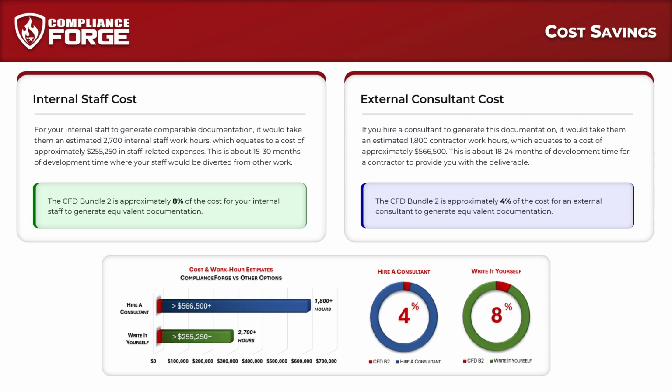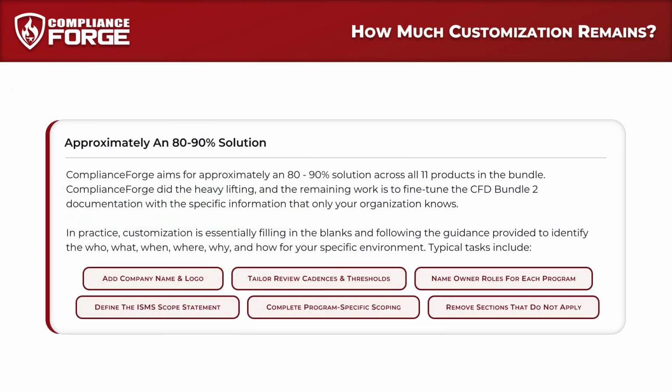The CFD Bundle 2 is approximately 8% of the cost for your internal staff and approximately 4% of the cost for an external consultant to generate equivalent documentation. The bundle itself is $21,652. So how much work is left for you? ComplianceForge aims for approximately a 90% solution across all the products in the bundle. ComplianceForge did the heavy lifting, and the remaining work is fine-tuning the documentation with the specific information that only your organization knows. In practice, customization is essentially filling in the blanks.